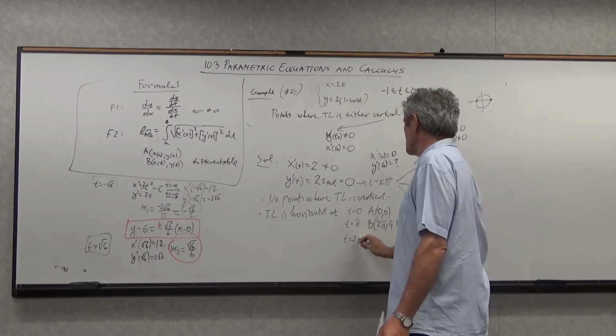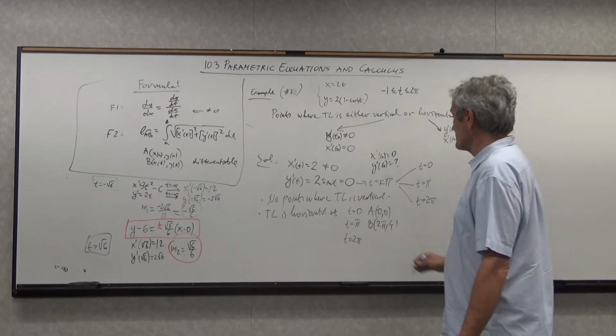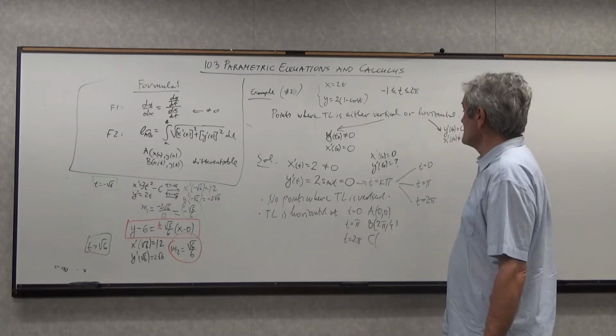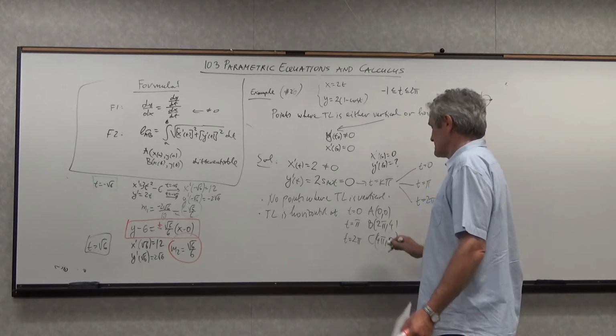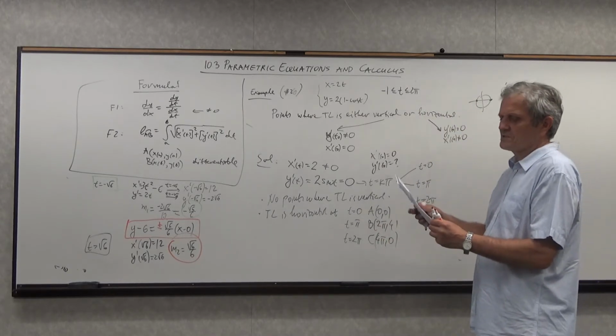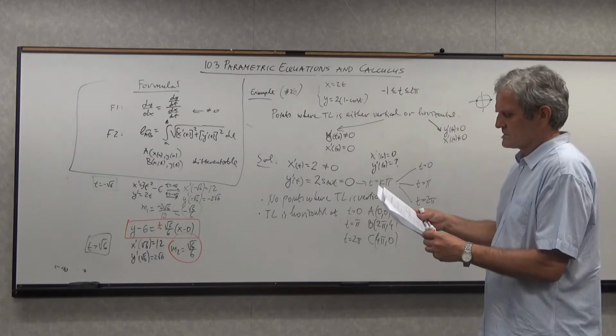And finally, at t equals 2 pi, what will happen? We'll get a point C, which would be (2 pi, 0). Did I report that? I did report it in my solution.